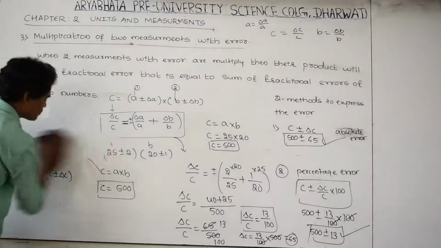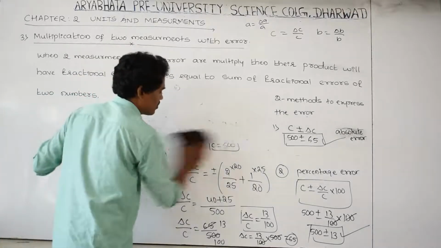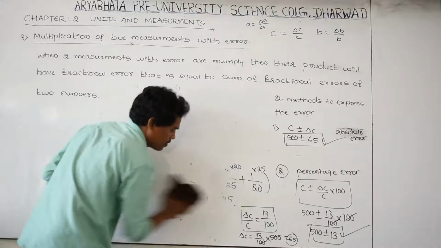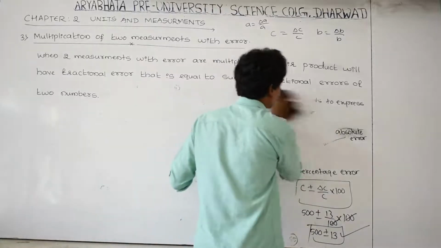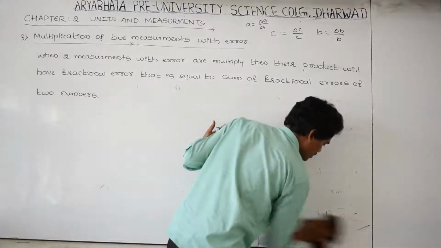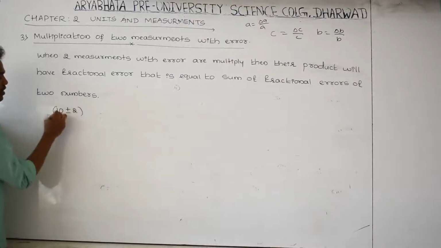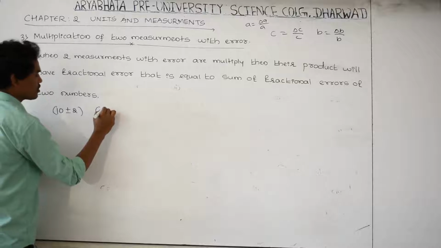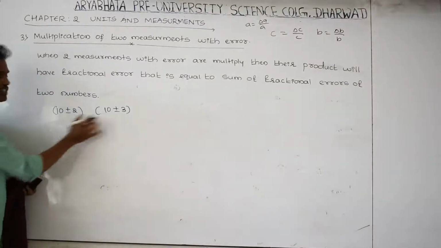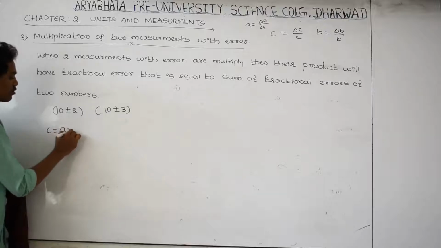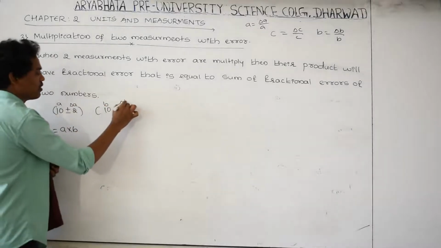Let us take another example, then only you will understand. Example number 2. One value is 10 plus or minus 2. Another value is also 10 plus or minus 3. I have to multiply these two, that is C is equal to A cross B. This is A, this is delta A, this is B, this is delta B.